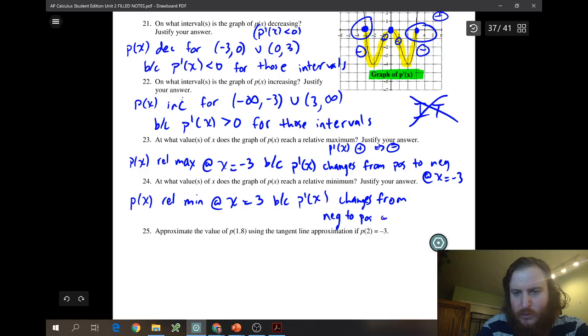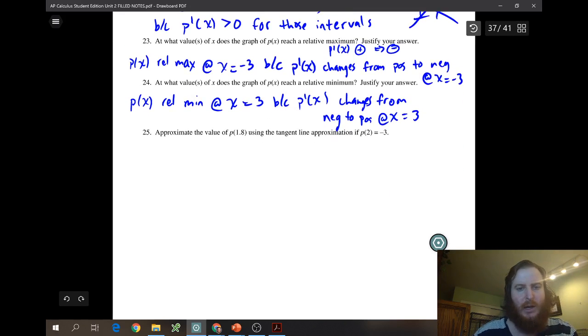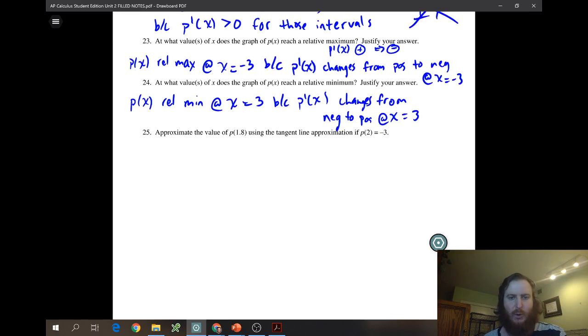I want to talk about 0 really quickly. 0 is a critical point. So if it asks for critical points, 0 is a critical point. But 0 is not a maximum or minimum because the derivative did not change signs at 0.